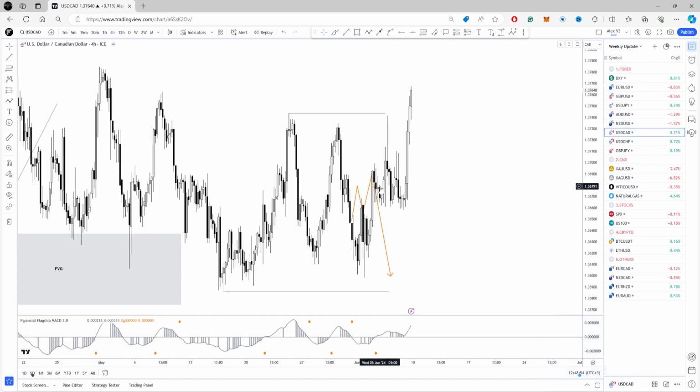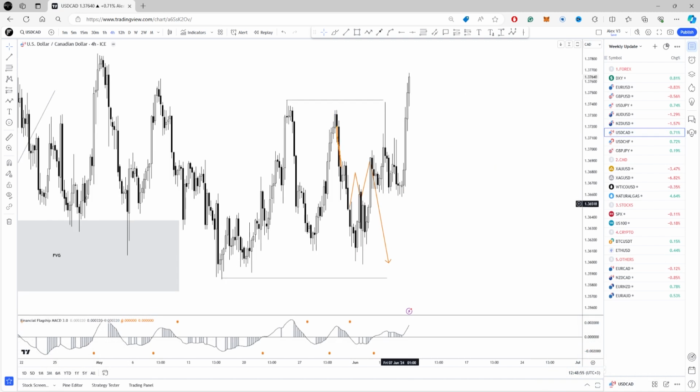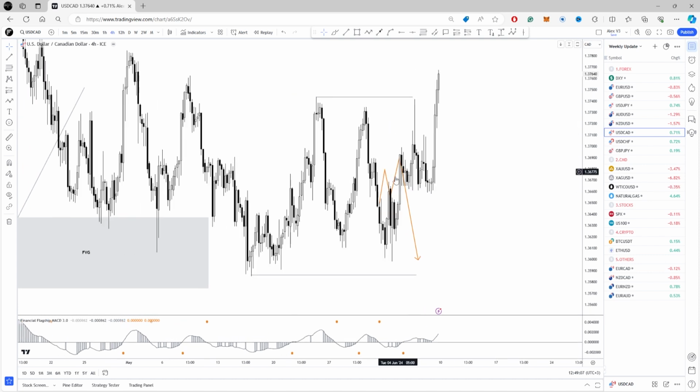USDCAD, for this one we expected last week the price to finish here a consolidation and then drop to take out this lower low, but instead the price made a messy move inside this level and then it started to push back up, made a consolidation, a pullback, and then another move up.